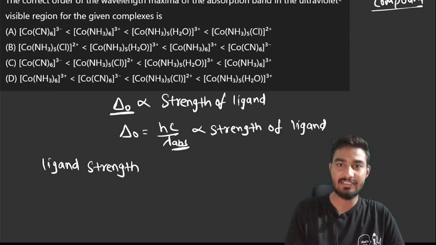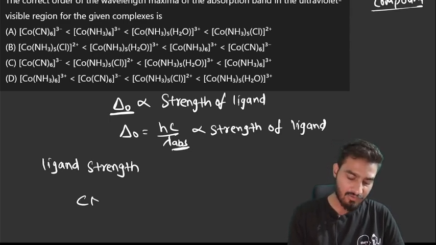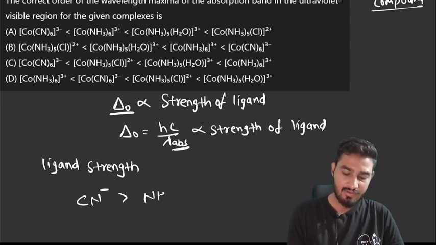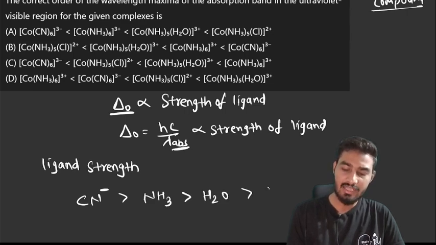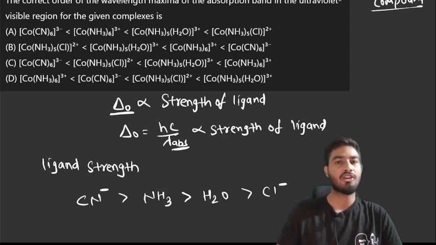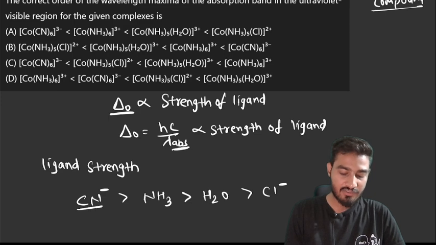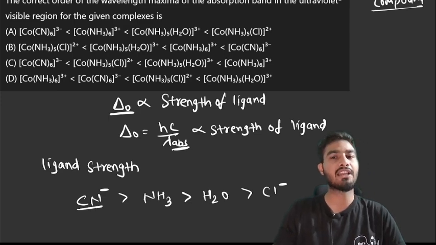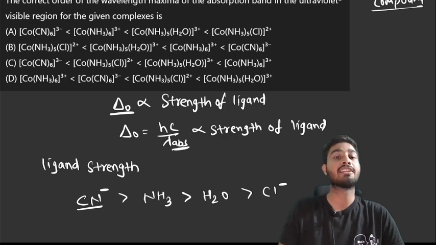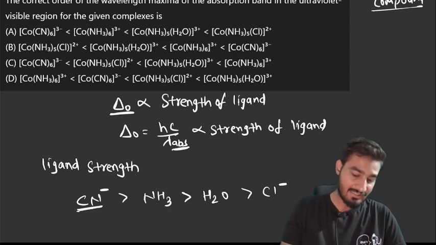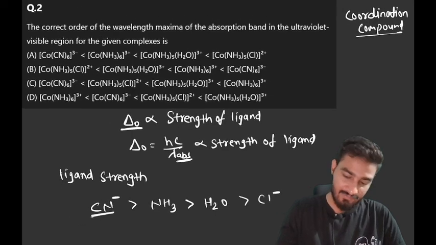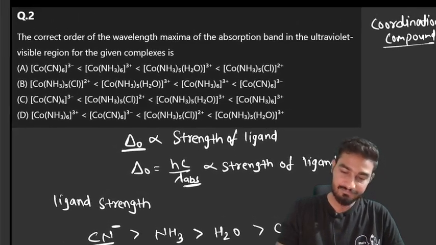In the ligand strength order, we know carbon donating compounds are the strongest, after that nitrogen, then oxygen, and halogens are weak. Yes sir, so this will be the order. In that case, maximum strength is for CN minus, which means lambda absorbed will be minimum. Why in this case? Let's see which option is correct for us.